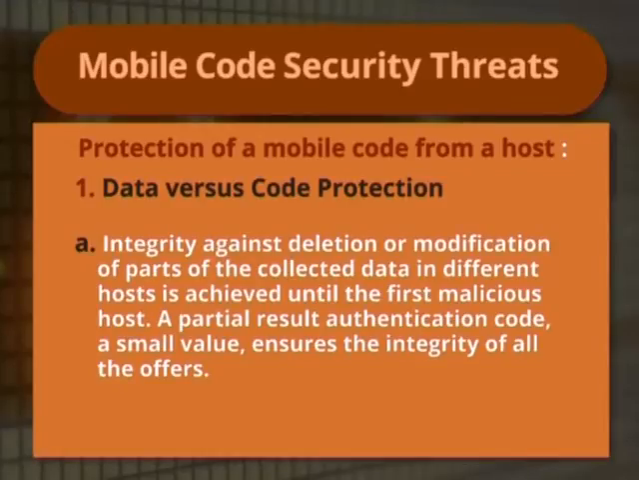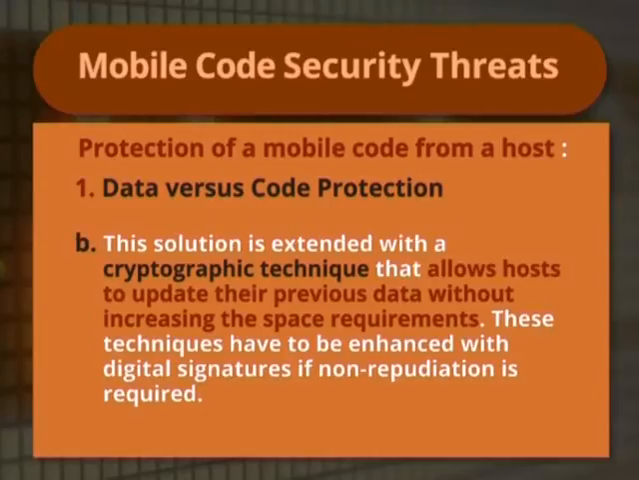Integrity against deletion or modification of parts of the collected data in different hosts is achieved until the first malicious host. A partial result authentication code, a small value, ensures the integrity of all the offers. This solution is extended with a cryptographic technique that allows hosts to update their previous data without increasing the space requirements. These techniques have to be enhanced with digital signatures if non-repudiation is required.